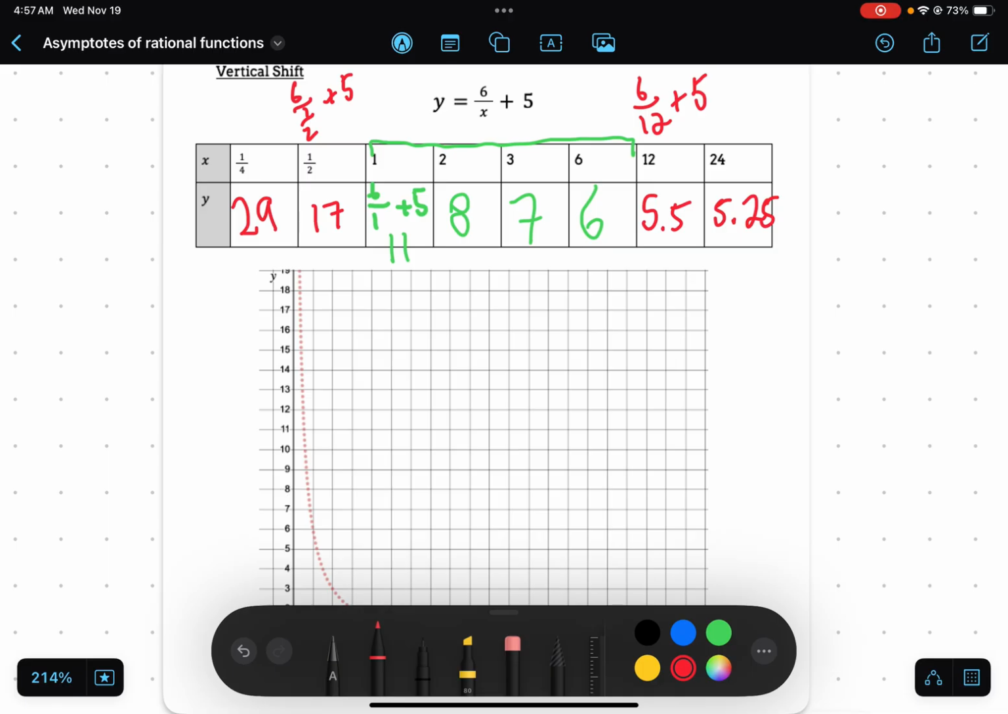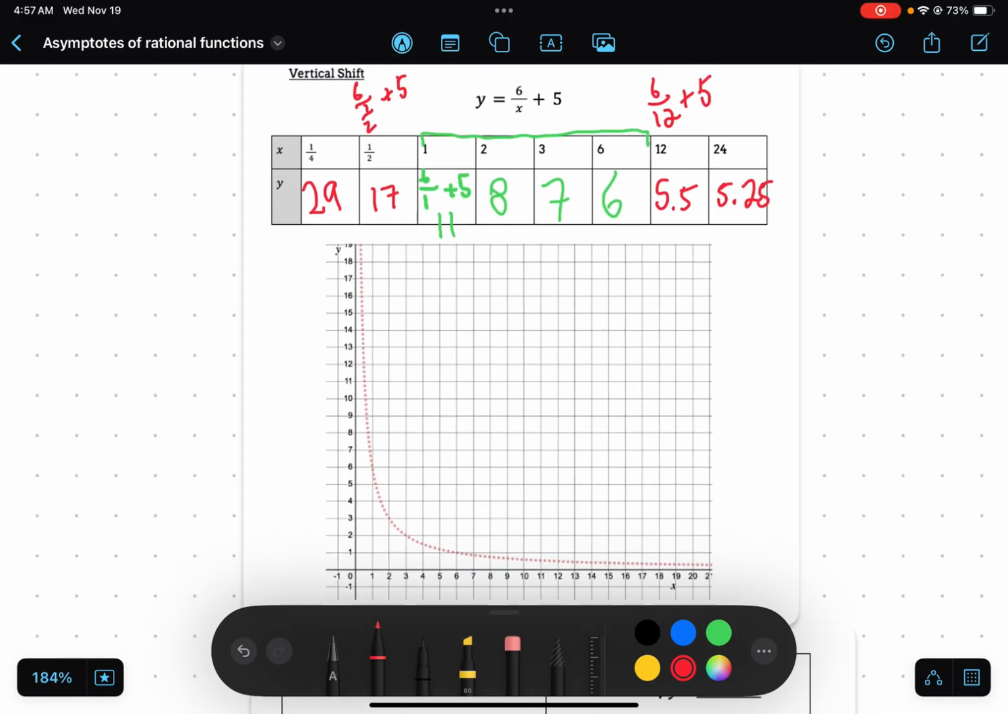And then we're going to sketch a graph of this. So on my graph, I have the dotted line of the graph we just did. This graph is showing 6 divided by x. So how will this new data that we just found relate to the original graph? So 1/2 goes to 17. 1 goes to 11. 2 goes to 8, 3 goes to 7, 6 goes to 6, 12 goes to 5.5.